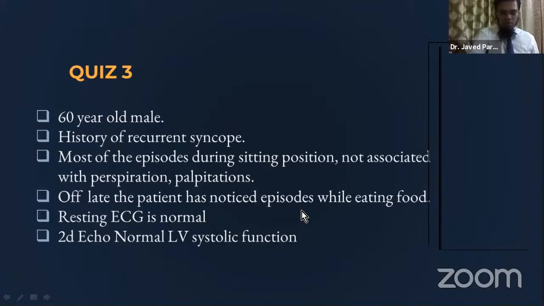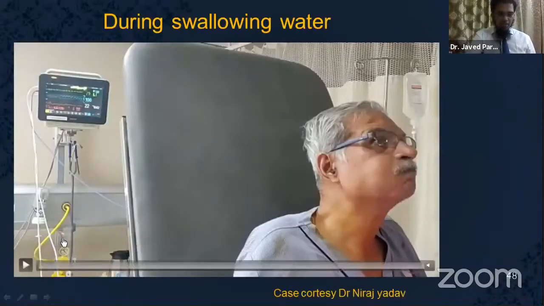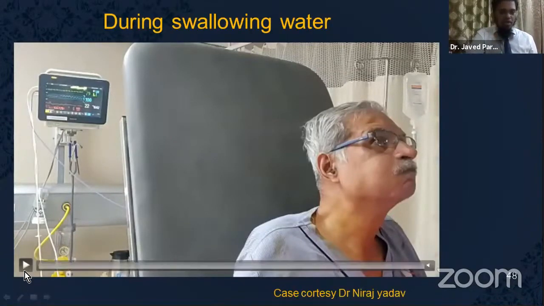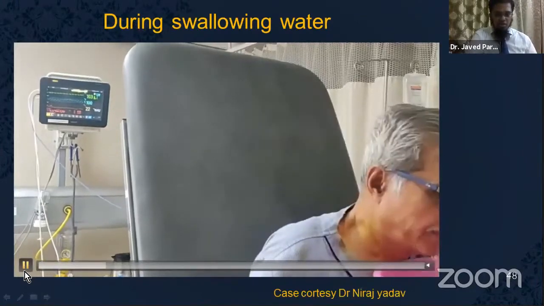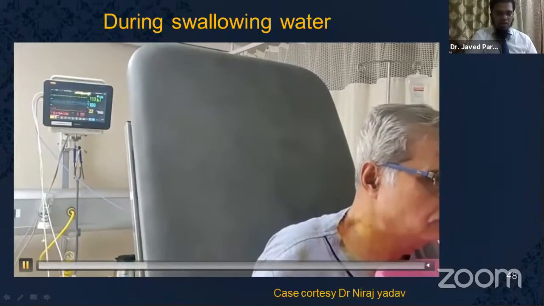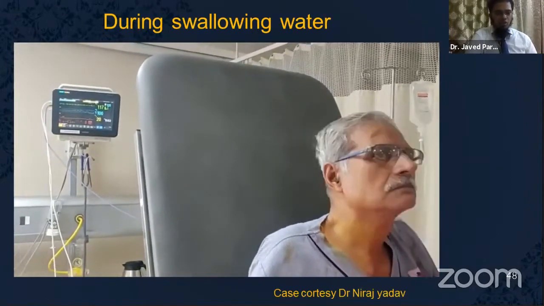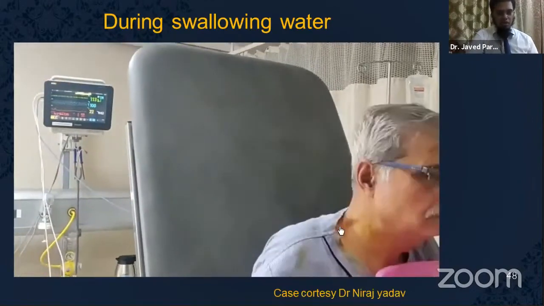Now I'll show you a couple of videos. Have a good look at them. So this is the gentleman. Again, this case is courtesy of Dr. Neeraj, who's my senior from Jaydeva. So have a look at this ECG. This patient was in the emergency room, and we asked him to swallow a cup of water in front of us. We just connected a simple monitor and had a look at the rhythm, what is happening.